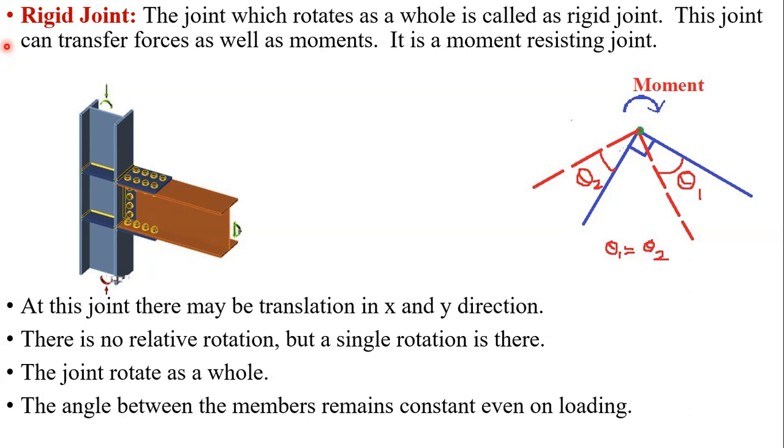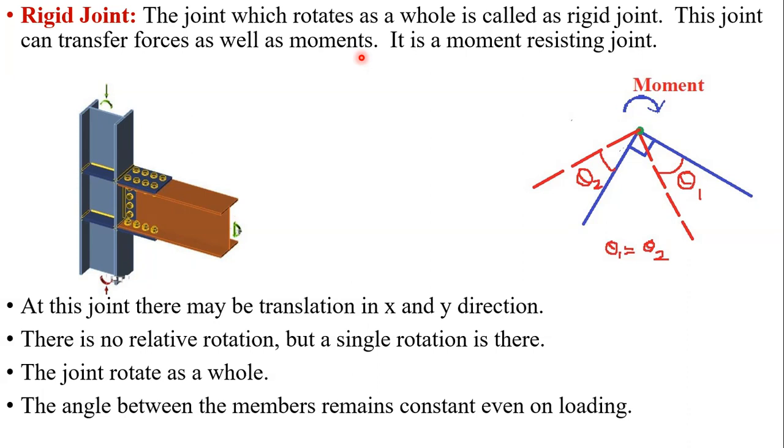Now let us move to the next type of joint, that is rigid joint. The joint which rotates as a whole is called a rigid joint. This joint can transfer forces as well as moments.